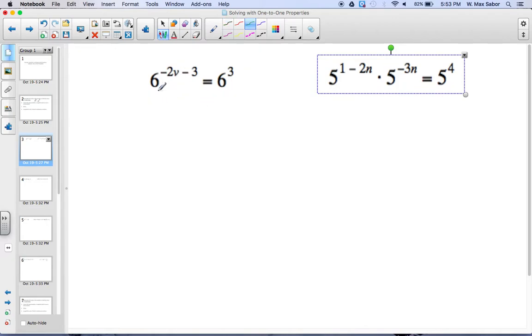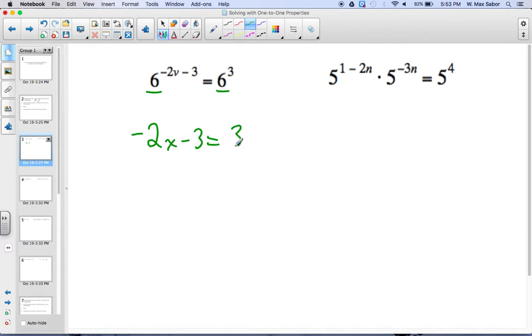So if we see this, well, they are already written with the same base all together, if this is not 6 to something times 6 to something else. So we can just cancel this. What we're really doing technically is taking the log base 6 of both sides. Then we solve.